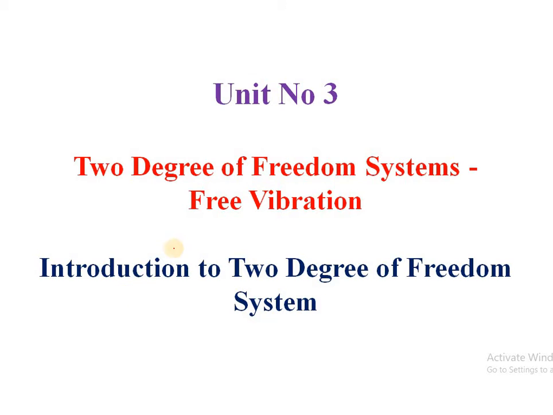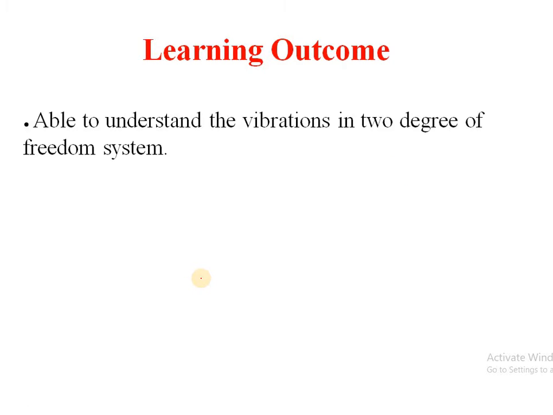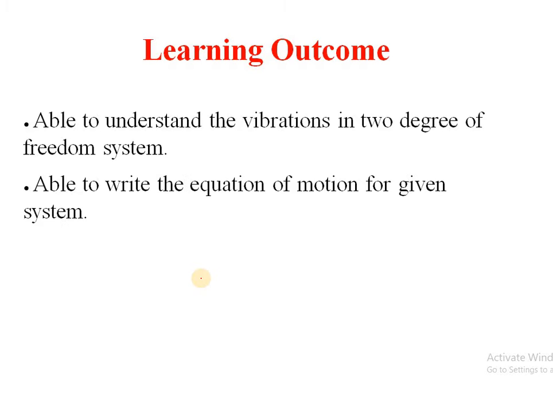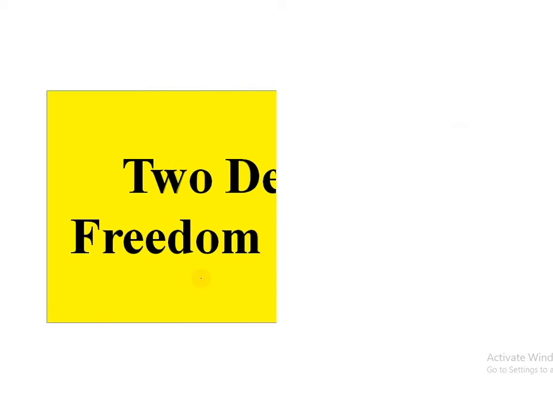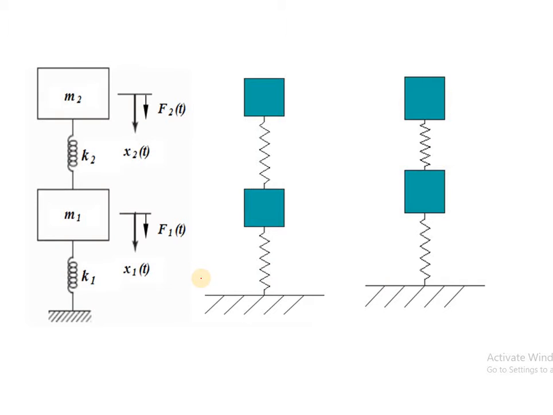Now we'll be discussing unit number 3, that is 2 degree of freedom system, free vibration. In this video we'll talk about the introduction to 2 degree of freedom system. The learning outcome is that the student will be able to understand the vibrations in a 2 degree of freedom system. They will also be able to write the equation of motion for a given system. So let's talk about 2 degree of freedom system.